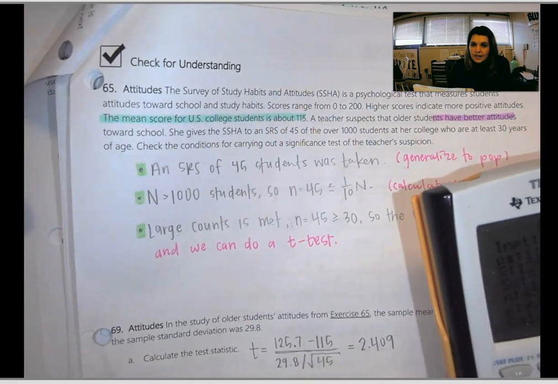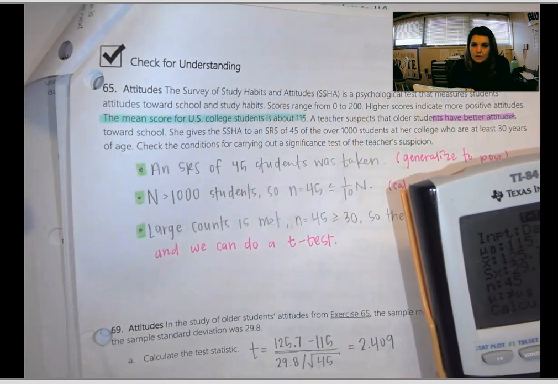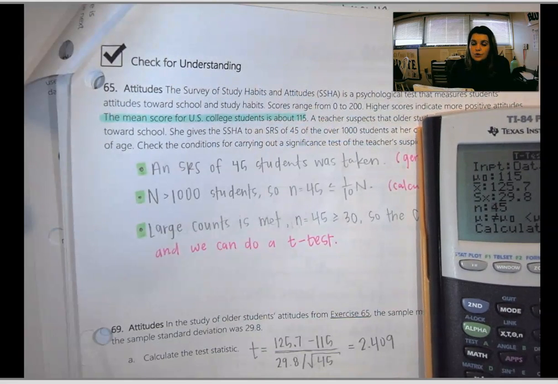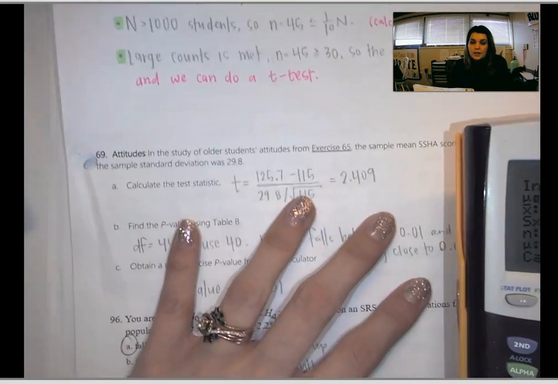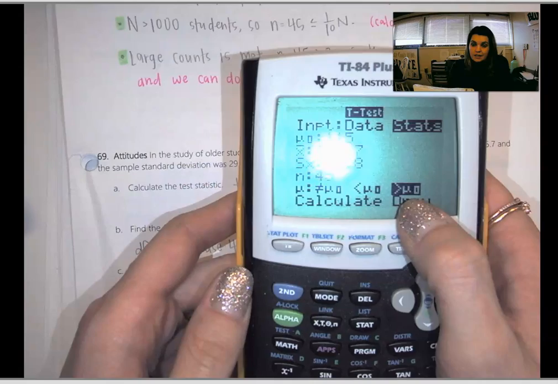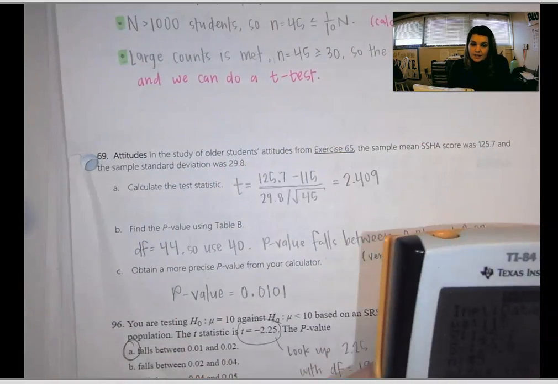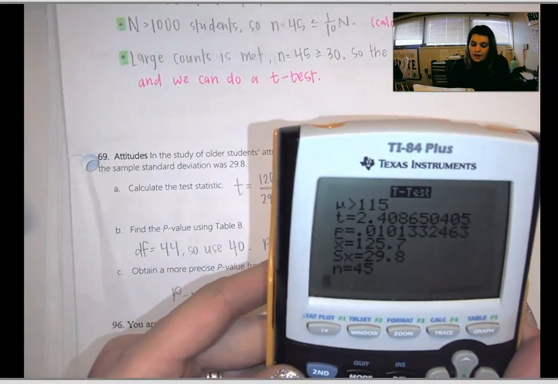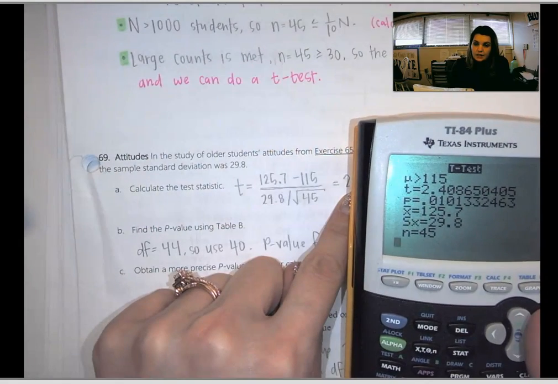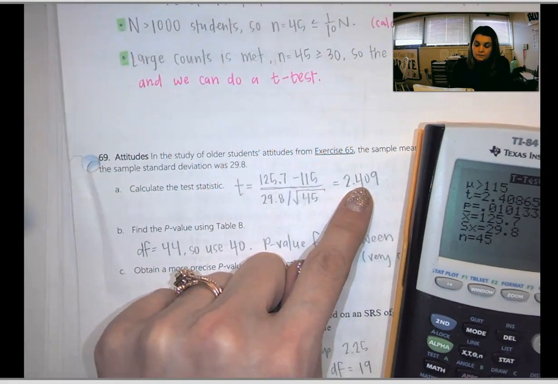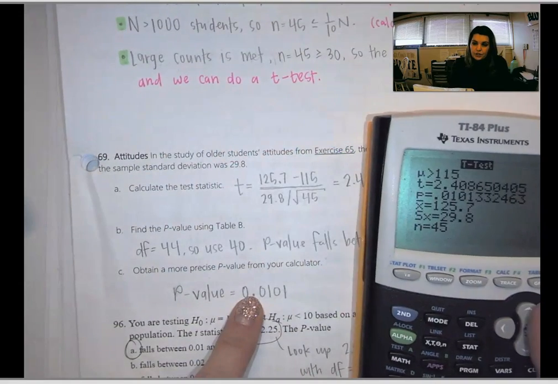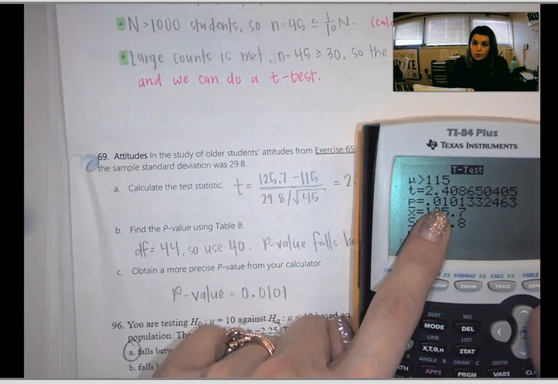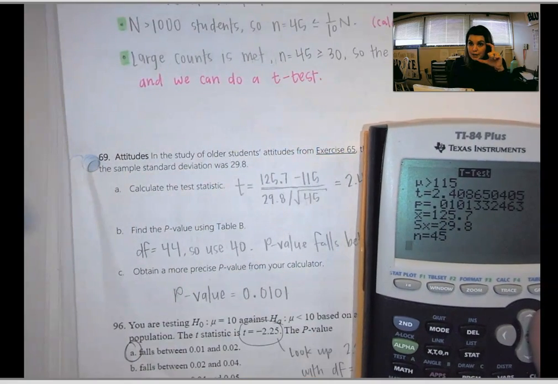We are checking to see if these students have better attitudes. Higher scores indicate more positive, so we are doing a greater than test. So I can calculate, and I get a t of 2.409 and a p-value of 0.0101. So I'm kind of doing this as like a sandwich.